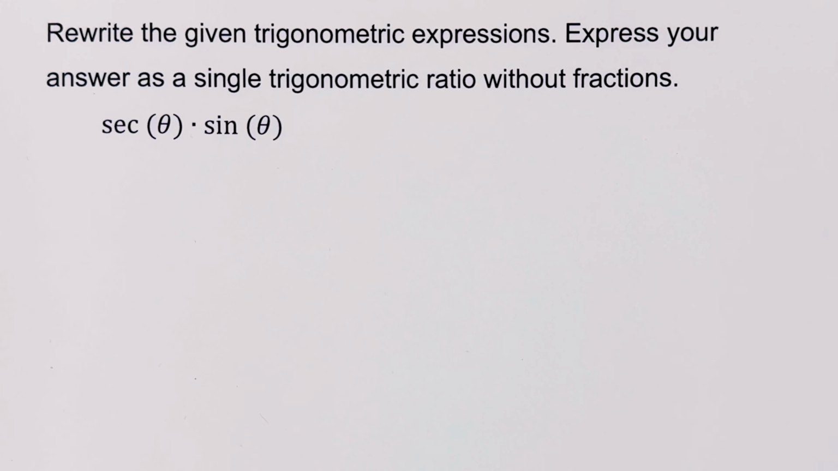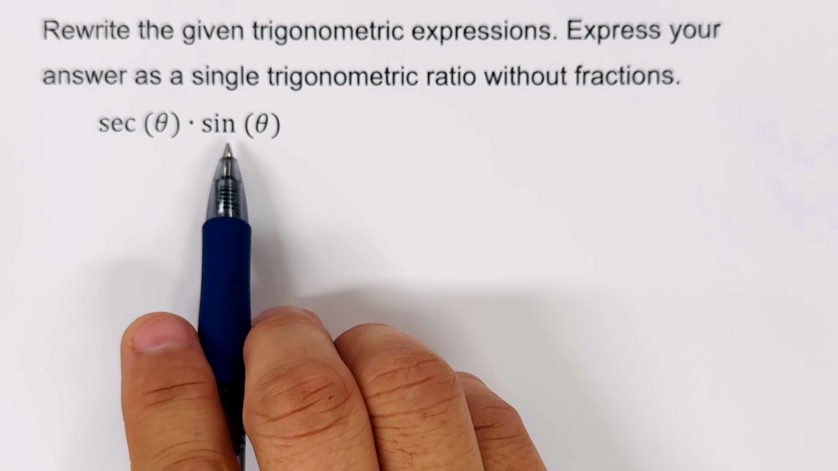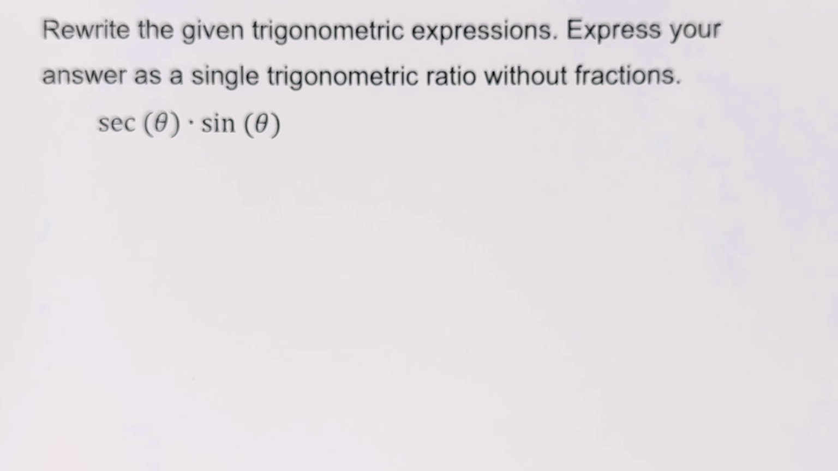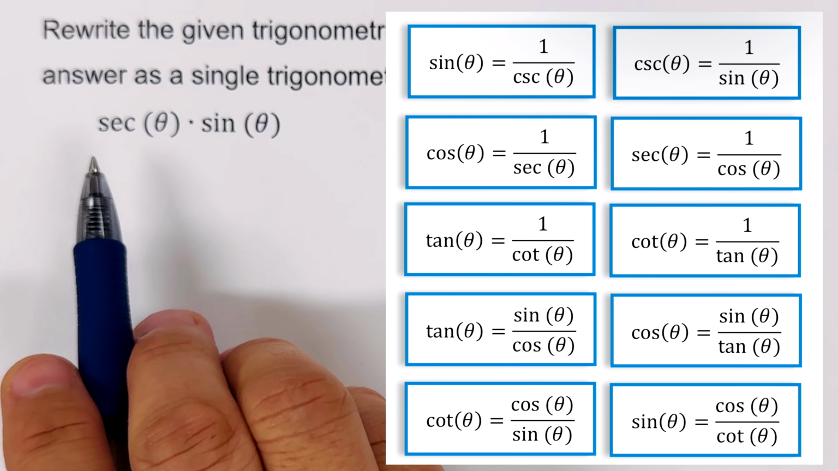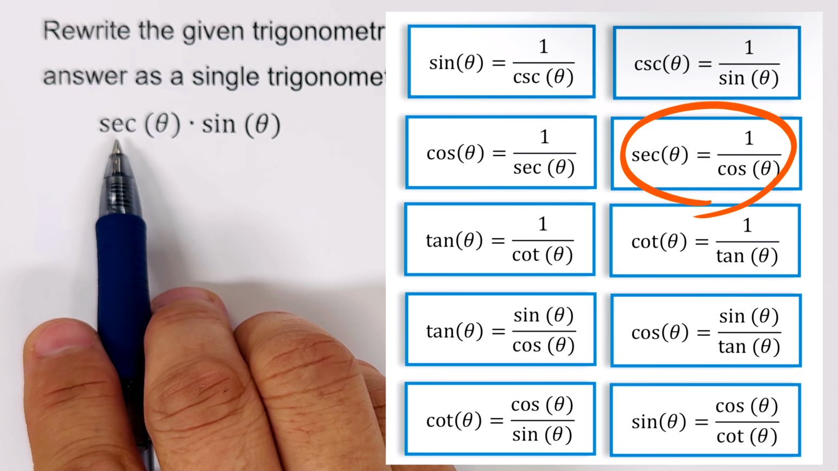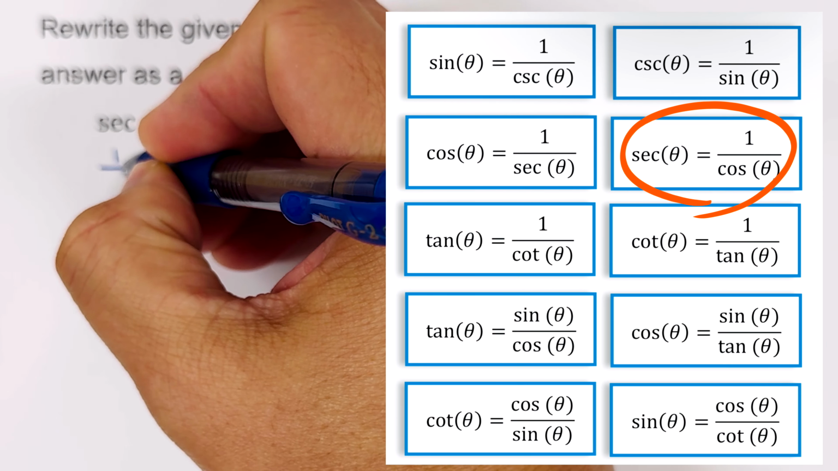Hello everyone. This video will show how to rewrite a given trigonometric expression into a single trig ratio without a fraction. Now let's go over this example. So we're given secant of theta times sine of theta. Now looking at the table of formulas on the side, we can go ahead and rewrite this secant of theta as 1 over cosine of theta.